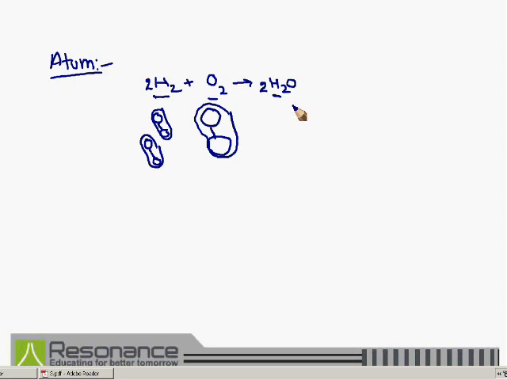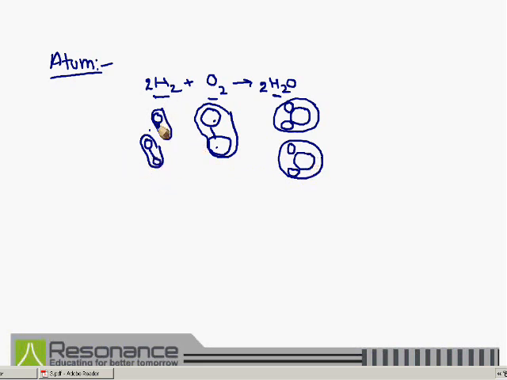Now here two H2 molecules are present, so we can write this. This is one atom of hydrogen, this is one atom of oxygen, this is also one atom of hydrogen, and this is one molecule of H2. Now we can say that in this reaction two atoms of hydrogen and one atom of oxygen participated, and one molecule of H2O is formed, and another two atoms of hydrogen and one atom of oxygen react with each other and form another molecule of H2O.